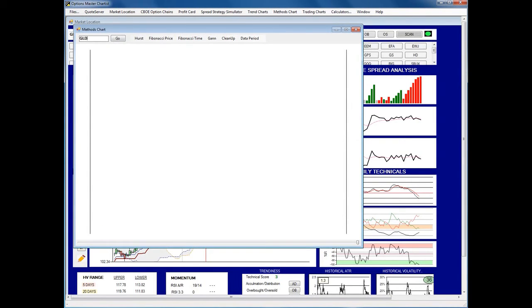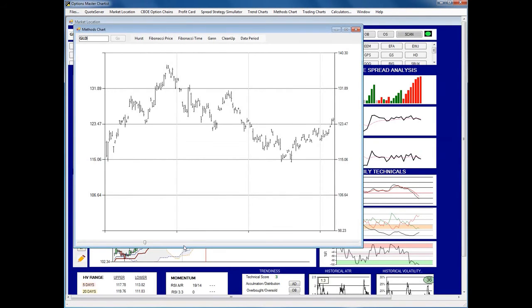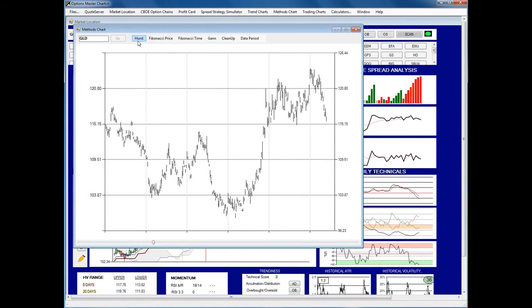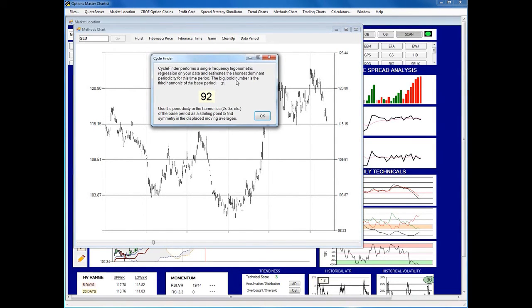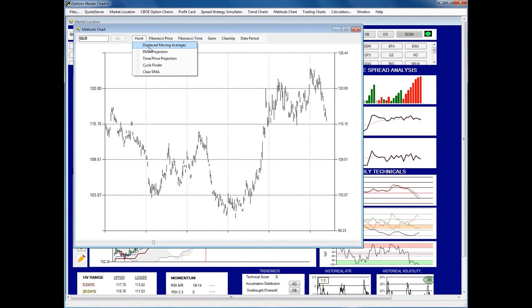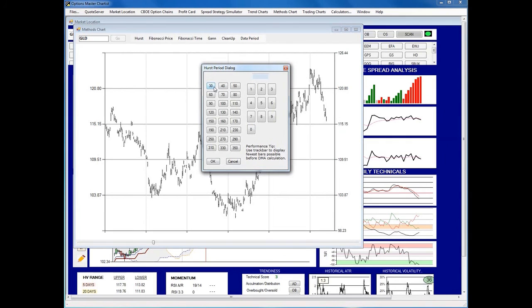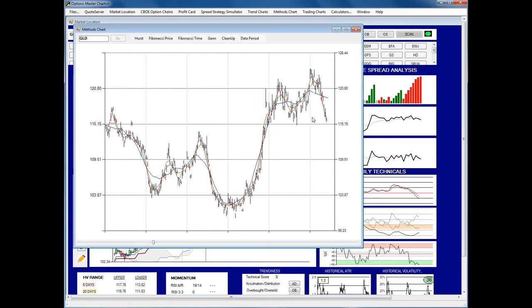And we can use one of our old favorites, the Hurst method, and we can do a quick cyclical analysis on gold and see if we can learn anything there. So the first thing we'll do is a cycle finder, and we can see that the base period cycle is 31 and 92 is the third harmonic, but we'll shoot a 31 right now. And we want to draw the displaced moving average, 31, plot it, and now we'll do a quick projection. We'll do a time price projection.